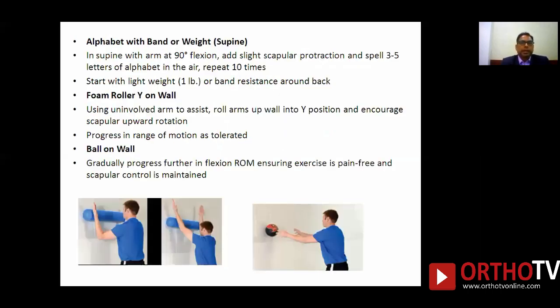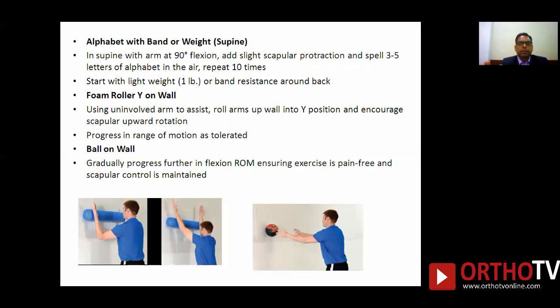Alphabet with a band or a weight in supine with the arm in 90 degrees of flexion. Add slight scapular protraction and spell the alphabets 3, 4, 5 in the air and repeat 10 times. Start with a light weight or band or resistance around the back.